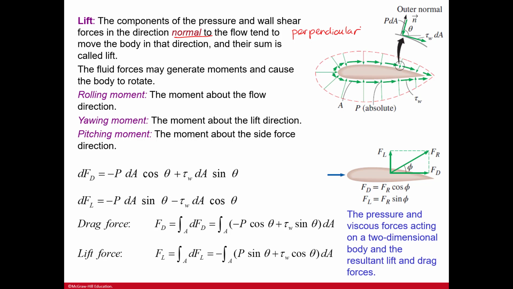The fluid forces may generate moments and cause the body to rotate. So it can rotate. That's usually why you have two wings, right? Because if you just had a plane, or let's just say a cylinder, with one wing, if you got lift on here, it would just continue to rotate.